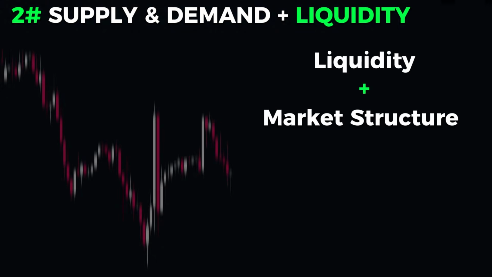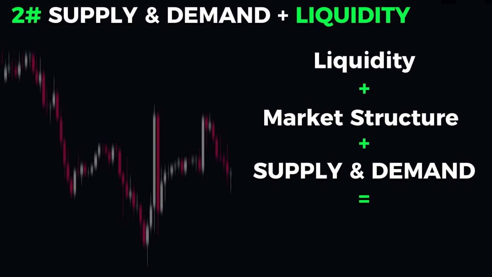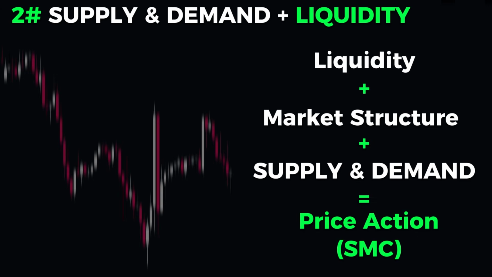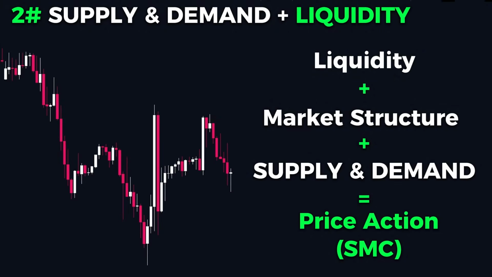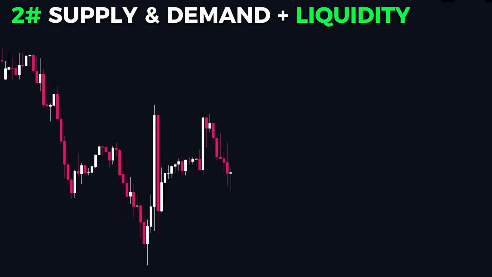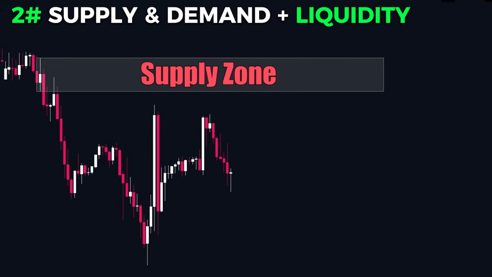Liquidity, market structure, and supply-demand imbalances all work together to shape price action, what many traders refer to as smart money concepts. But to trade effectively using this approach, we must always consider where liquidity is positioned around our supply and demand areas. For example, let's focus on a supply zone, an area we expect price to react from and move lower once it returns.